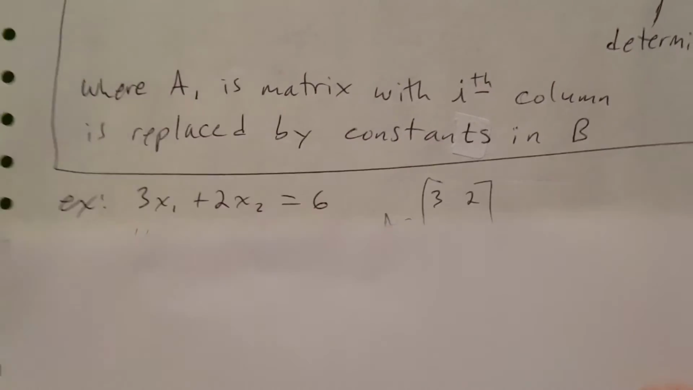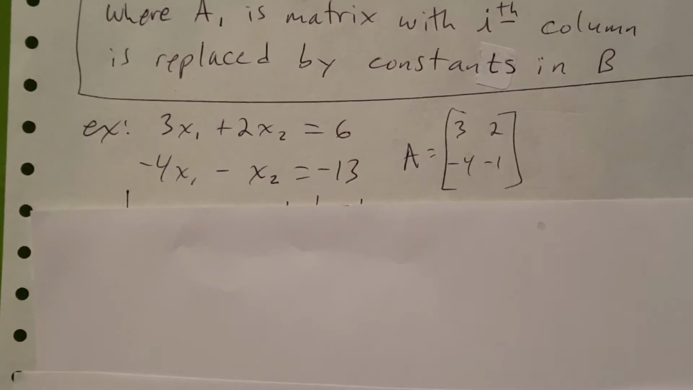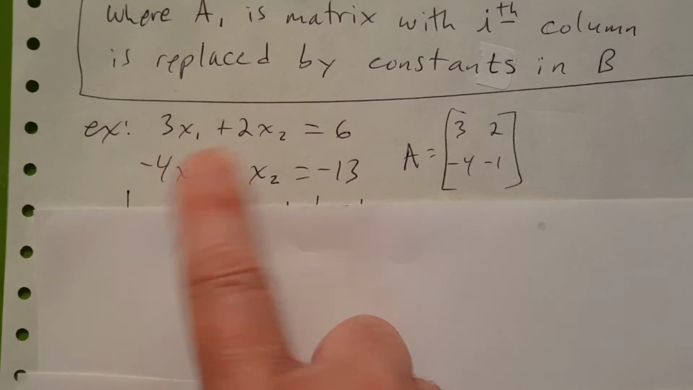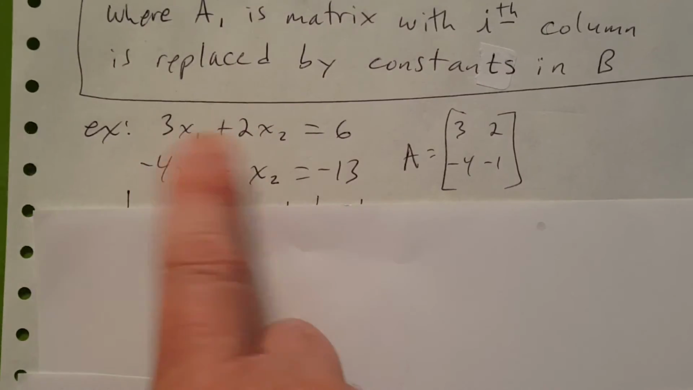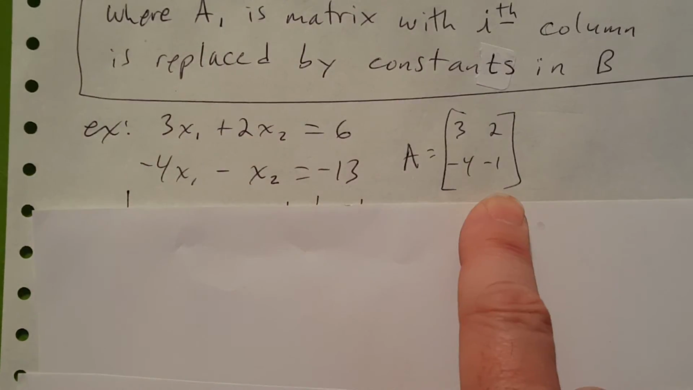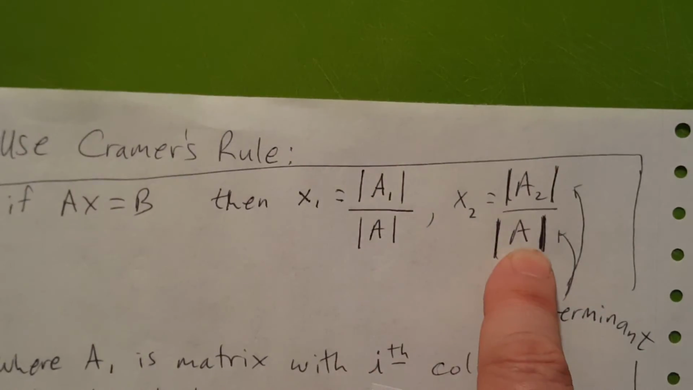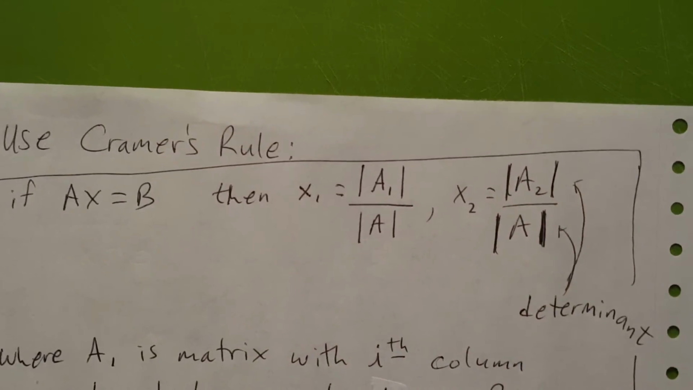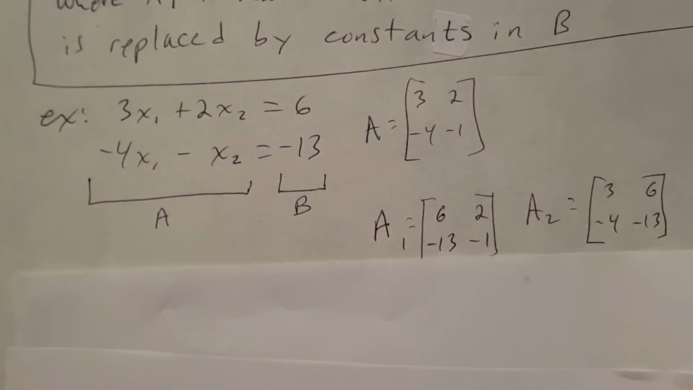Here we go. Here's my equation, or I should say system of equations. Instead of x, y, we're using x1, x2, but it's the same thing. So what is our A matrix? 3, 2, -4, -1. There's our A matrix. Now, how do we get A1 and A2? Because that's what we need. We need A and A1 and A2 to get our answers. Well, here's A1.